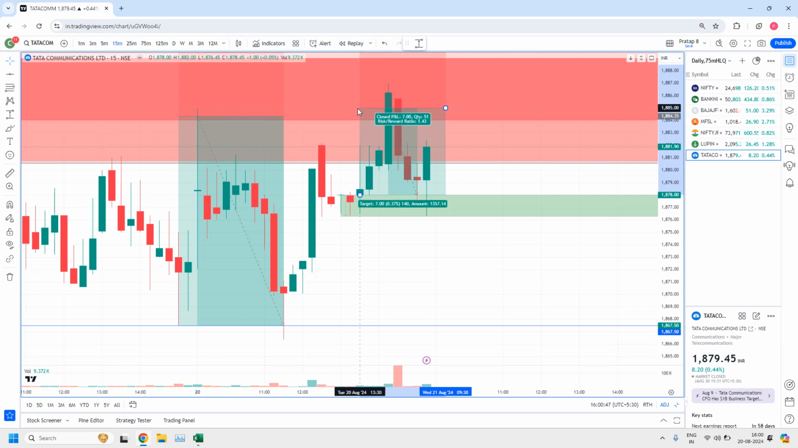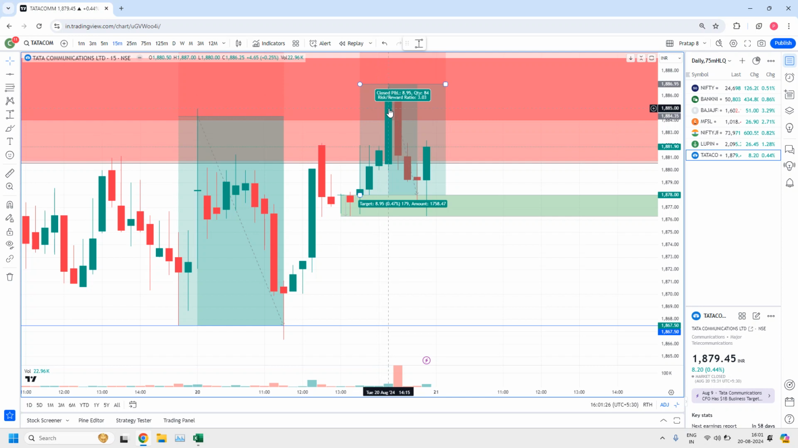See, I am moving. Now 1:1.6 RR I achieved. Further I moved, 1:1.9 RR I achieved. Further I moved, 1:2 RR I achieved. Further I moved up, 1:2.4 RR. Further I moved up, 1:2.6. Further I moved up, 1:2.78 RR I am achieving. See, now 1:2.9 RR. Further, if I move slightly, I will achieve it. See, now I achieved 1:3 RR.